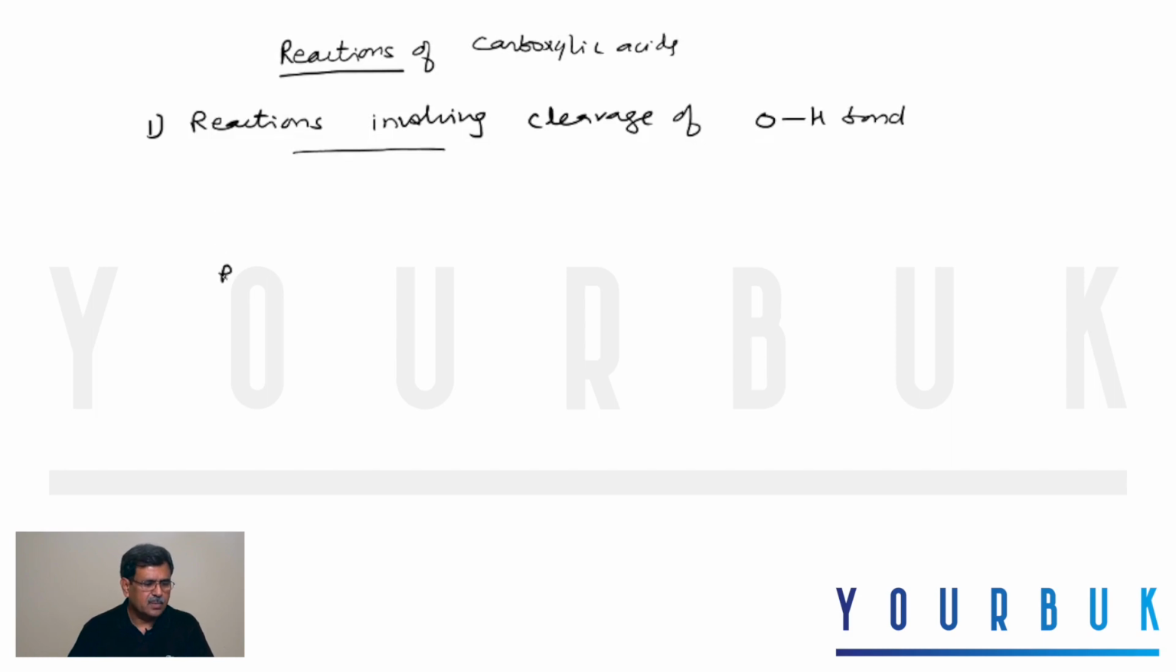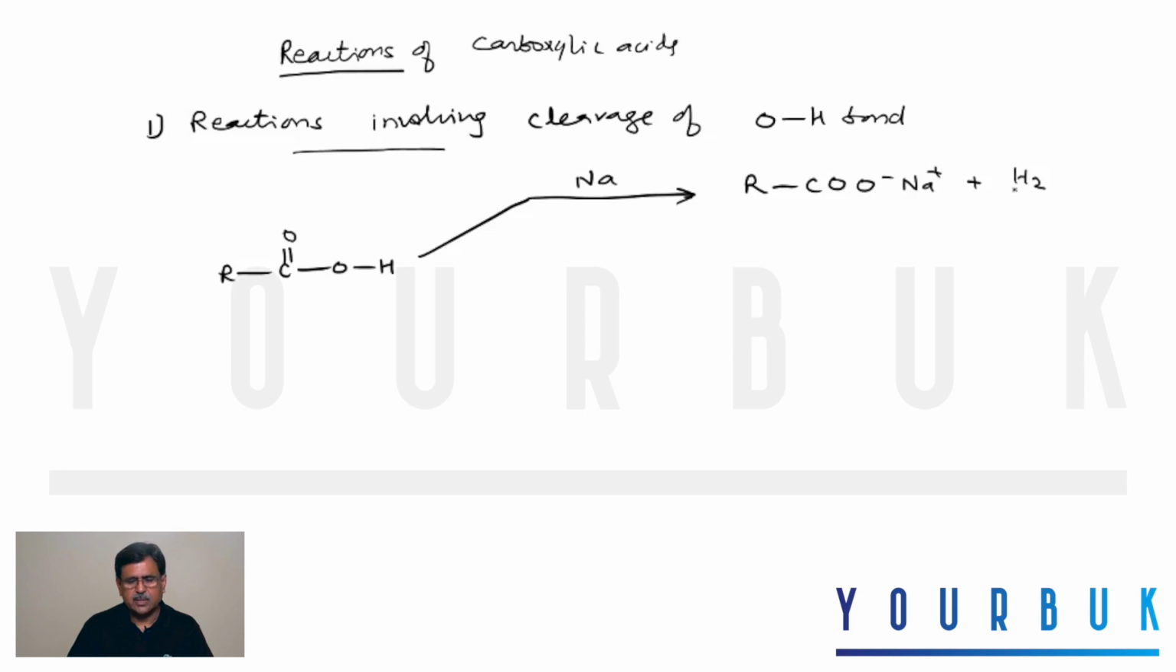For example, carboxylic acids on reaction with reactive metals, it can be any reactive metal like sodium, potassium, magnesium, aluminium, give a brisk effervescence due to the liberation of hydrogen gas. But this reaction is given by phenols also, and by alcohols also. So we cannot differentiate whether the compound is carboxylic acid, alcohol or phenol with the help of sodium. This reaction with sodium only indicates the presence of a hydrogen attached to a more electronegative atom.